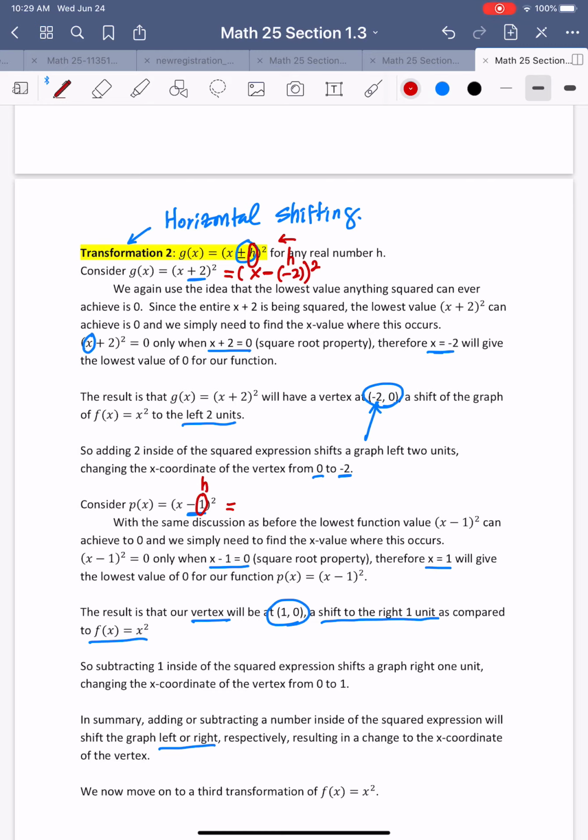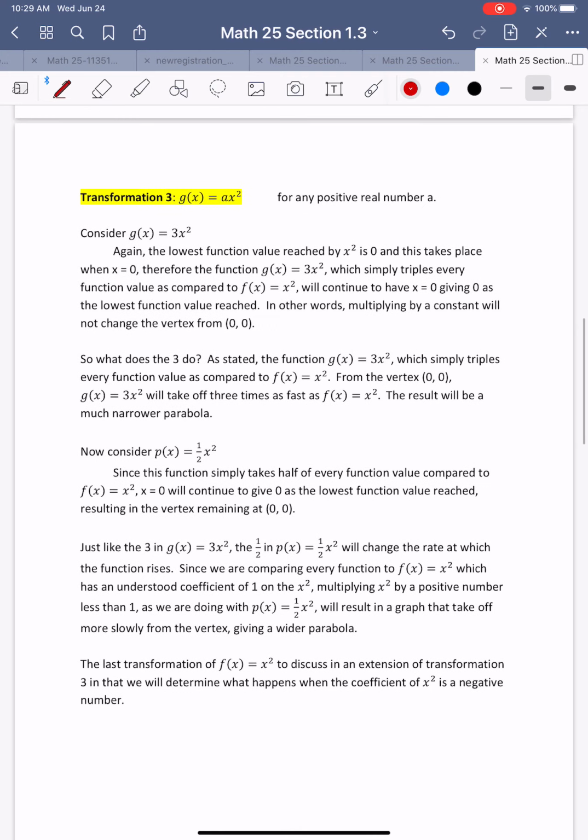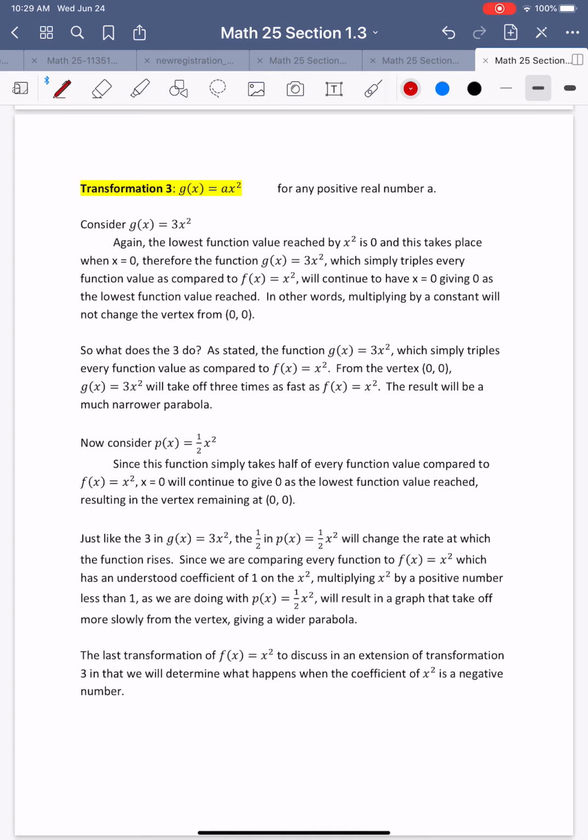So we now move on to the third transformation of f of x equals x squared. For the third transformation, we multiply by a number a in front of the x squared. So this one is the difference. It's not going to be called a shifting, but consider g of x equals 3x squared.